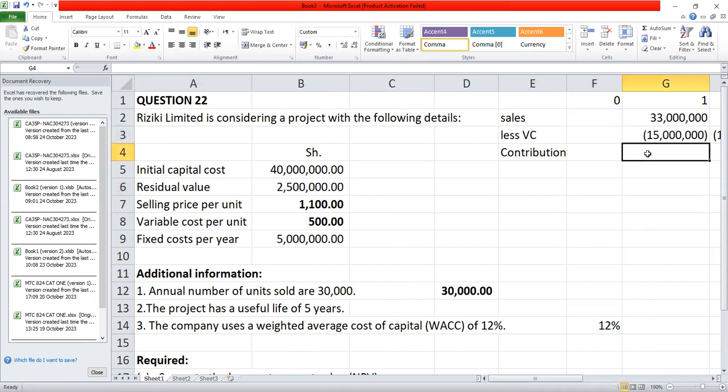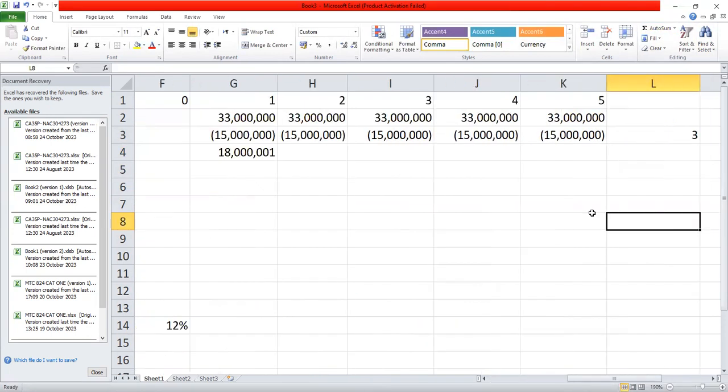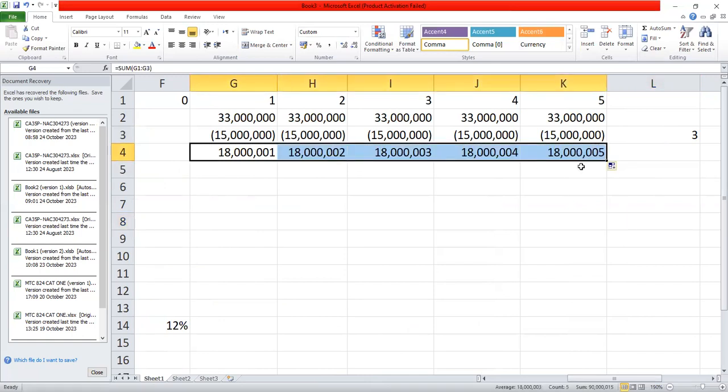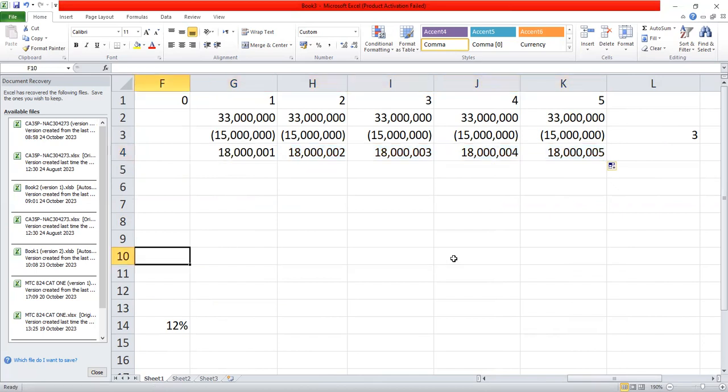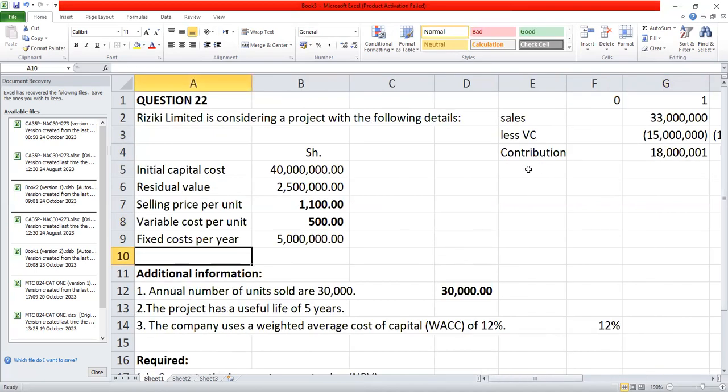Now let's get the difference. We can have the auto sum there, and then I copy throughout the other figures. I copy again because it's just the same value. That is now the contribution. From the contribution now, we less now fixed cost.